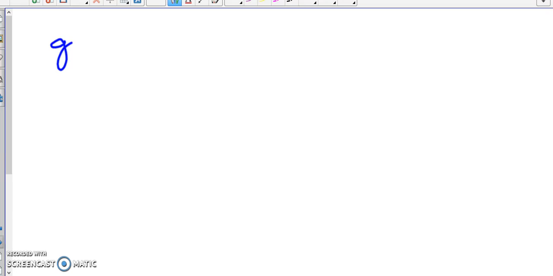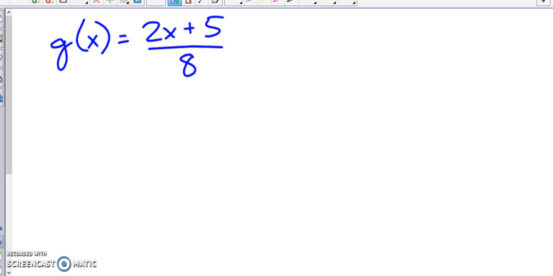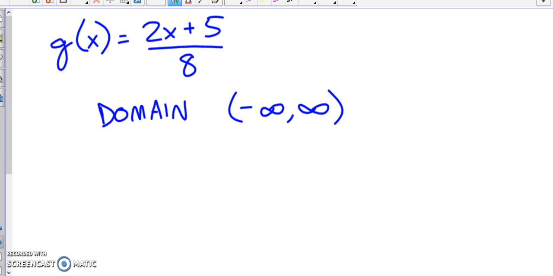So let's find the domain of g. G of x is equal to 2x plus 5 over 8. And you look at the denominator, you say to yourself, when is the denominator equal to 0? Well, the denominator is 8. And 8 is never equal to 0. Therefore, division by 0 never occurs. And if division by 0 never occurs, then your domain would be all real numbers, negative infinity to infinity.